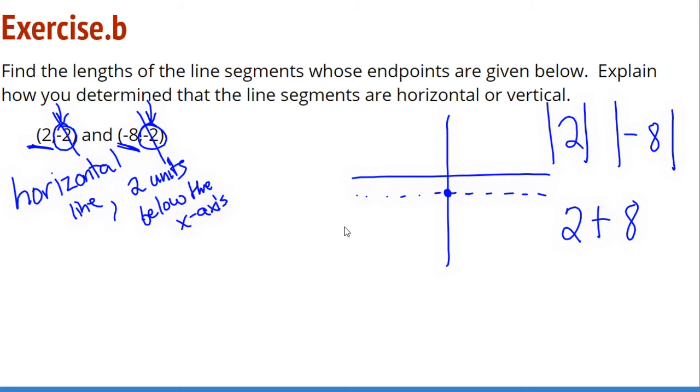One of these is at 2 over here. One of them is at negative 8 over here. So if I want to find how far apart they are, I need to add the 8 to the 2 and find out that they are 10 units from each other, 10 units apart.